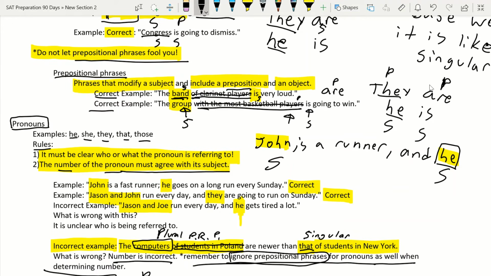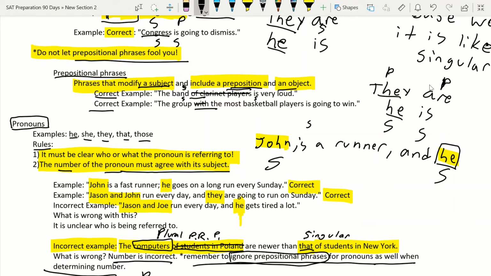Next big piece of advice is to ignore prepositional phrases when determining the number of a subject and the number of a verb. Prepositional phrases are phrases that modify a subject and include a preposition and an object, right? A preposition would be like an of right here or a with right here. We see that our prepositional phrase is of clarinet players, so we're going to ignore that when determining the number of our subject. Our subject is going to be band. Band is a collective noun, so it's singular. So we need a singular verb, is, right? We have band and is, both singular.